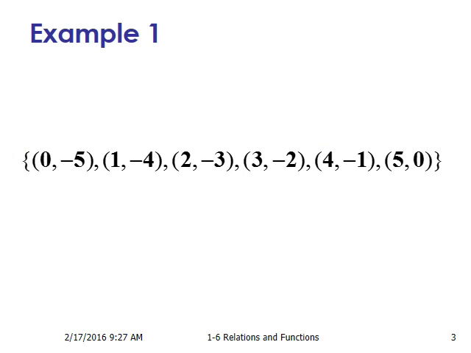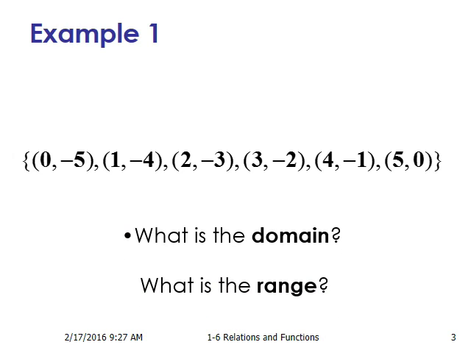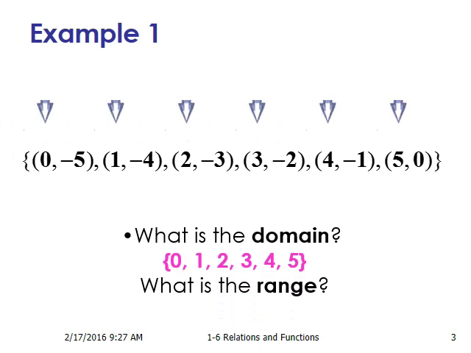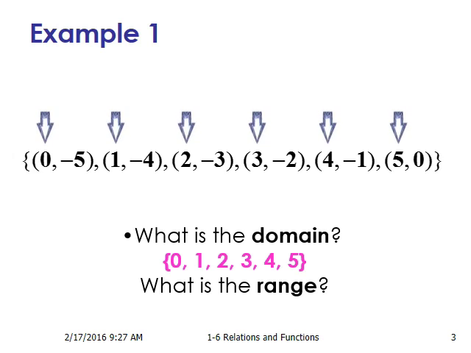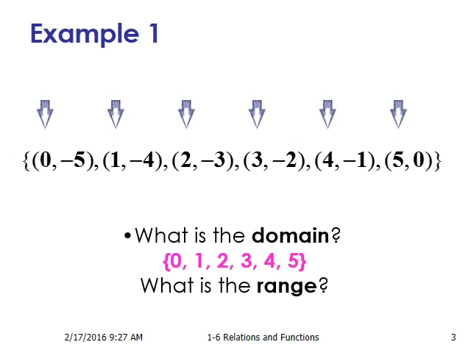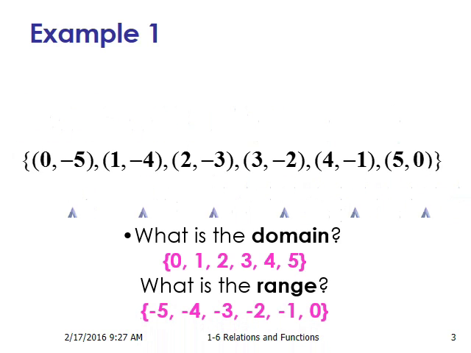Let's take an example. This is a set of ordered pairs. Now what is the range and what is the domain? For finding the domain, we will concentrate on x values 0, 1, 2, 3, 4 and 5. The set of x values is the domain. Whereas to find the range, we will concentrate on the y values. The set of all y values will give us the range of this relation: -5, -4, -3, -2, -1 and 0.